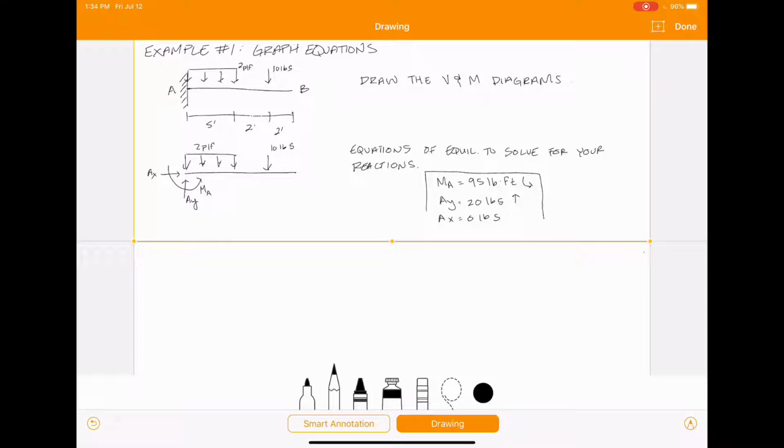Again, if you don't know how I solved for those, head back to our equilibrium of a rigid body video to learn how to solve for those reactions. Okay, so once you've drawn your free body diagram and solved for your reactions, the next step, step number 3, is going to be to identify your number of equations.